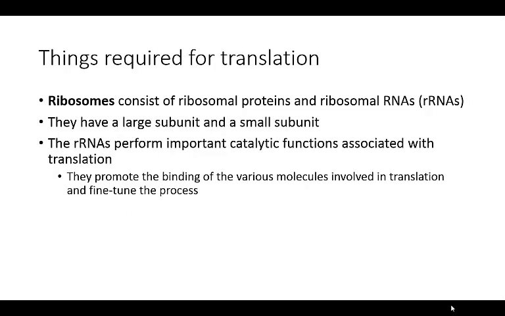So let's focus in on ribosomes first. Ribosomes consist of proteins, the ribosomal proteins, as well as ribosomal RNAs, and we're going to call these rRNAs. Ribosomes have a large subunit and a small subunit, and they're going to assemble around messenger RNAs. These rRNAs are going to perform important catalytic functions associated with translation, so they're absolutely required for this process. One of the ways that they do this is to promote binding of the different molecules involved in translation and to help fine-tune this whole process.